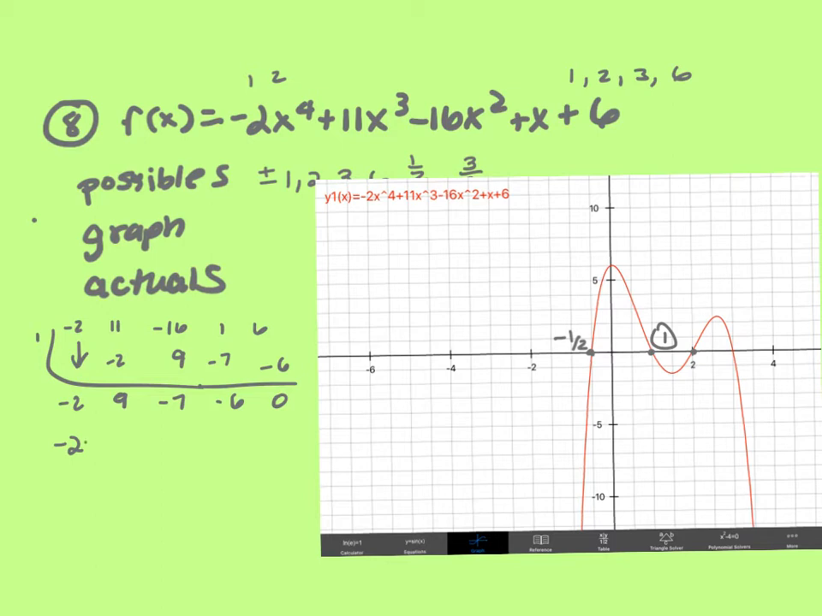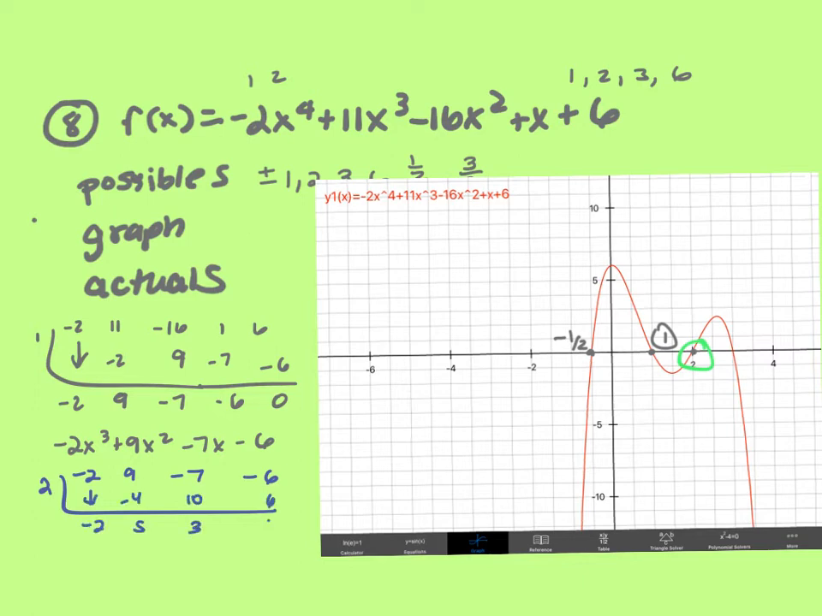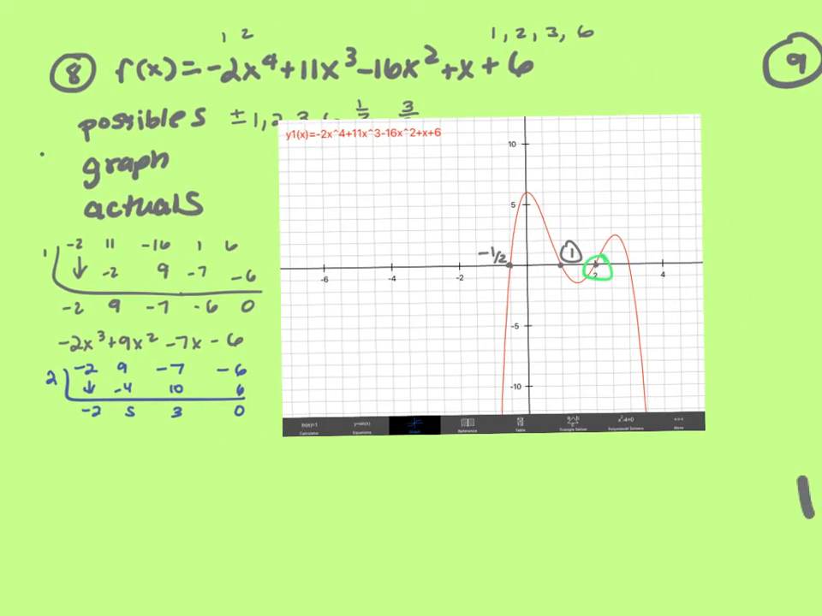And then I've got -2x to the third plus 9x squared minus 7x minus 6. Not factorable yet. So go back to your graph, find the other one, which is 2. Put 2 on the outside: -2, 9, -7, -6. And now I get -2x squared plus 5x plus 3. So even if it's not factorable, we can use the quadratic formula.